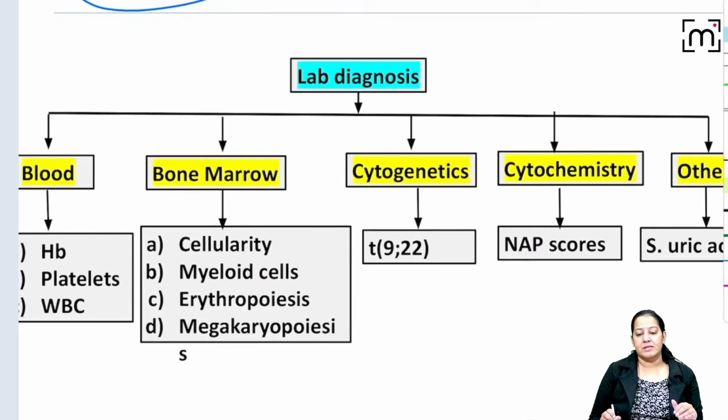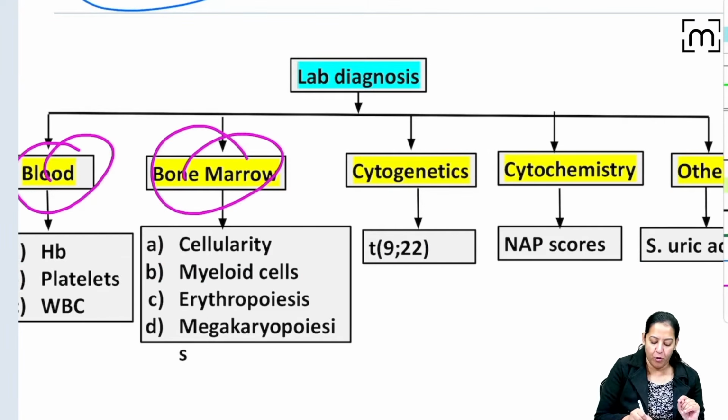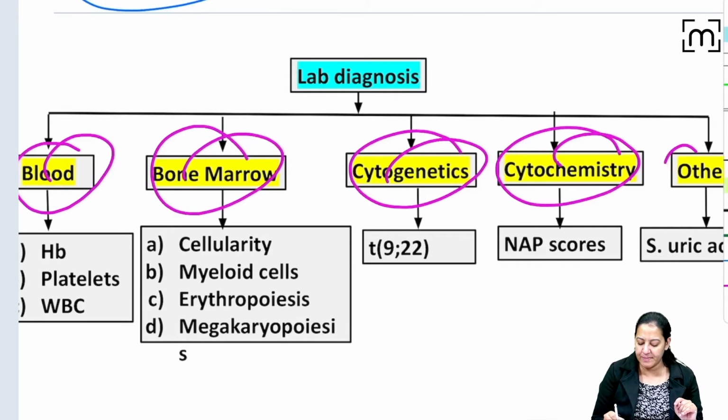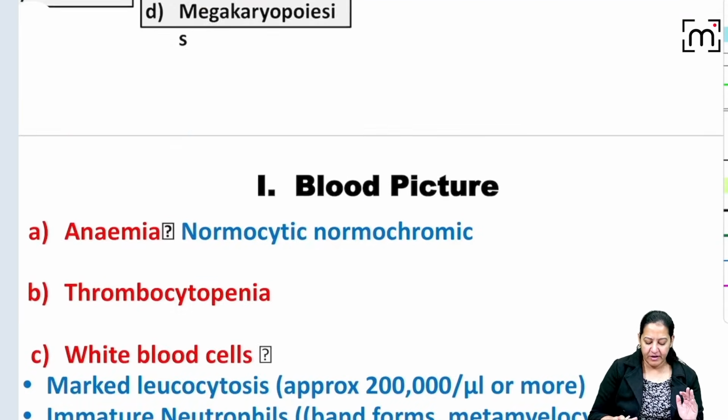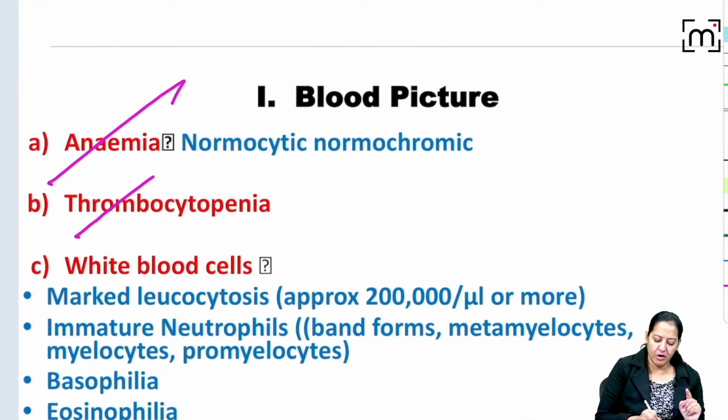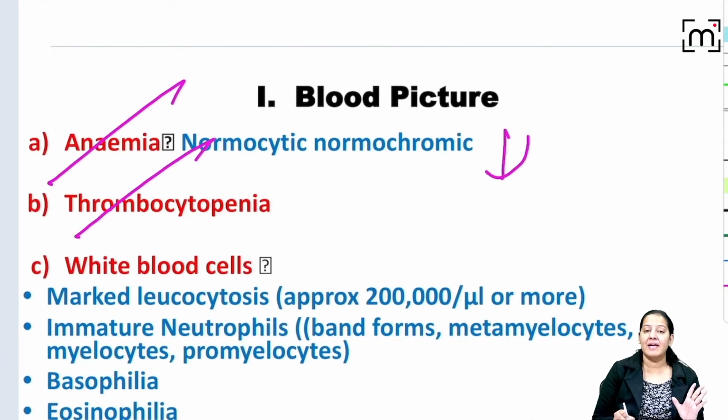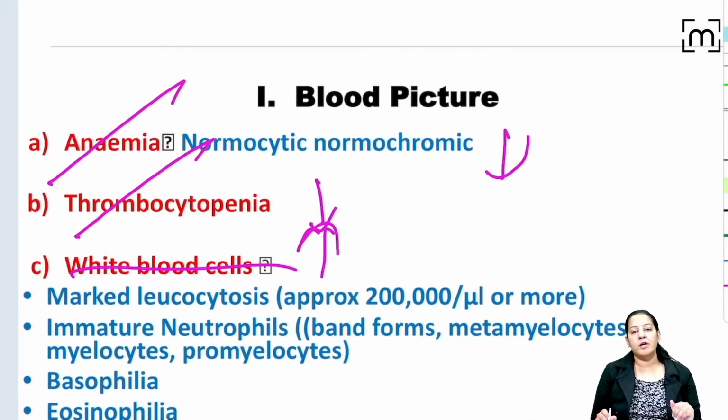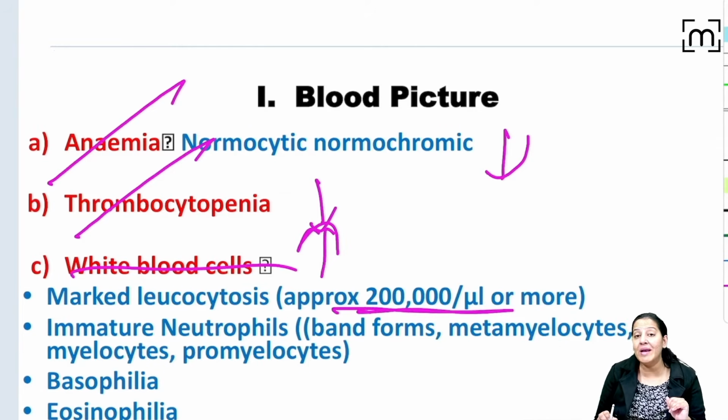Coming to the lab diagnosis, we can classify it under the following headings: the blood picture, the bone marrow picture, the cytogenetics, the cytochemistry, and others. In the blood picture, we see the patient has anemia and thrombocytopenia, so RBCs and platelets are less, but the WBC count is increased. What is the normal WBC range? The normal WBC count is 4,000 to 11,000 per cubic mm. Here WBC will be nearly 2 lakh. Instead of 11,000, it is in lakhs. It is usually 2 lakh or more.